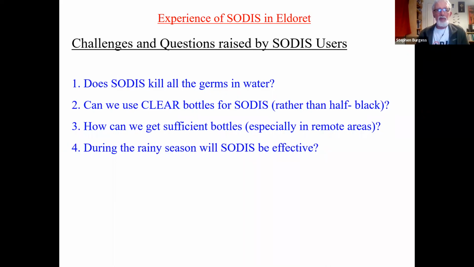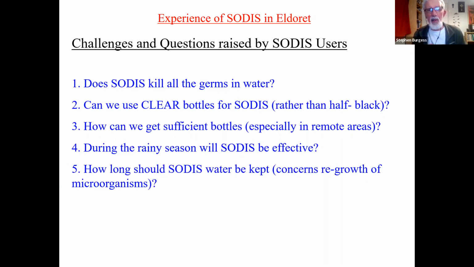During the rainy season, will SODIS be effective? Because SODIS works on sunlight and, to a lesser extent, heat. So during the rainy season, when it's cooler and there's less sun, when it's cloudy, SODIS isn't as effective, which is why the recommendation is that you leave it out for 2 days to get a sufficient quantity of ultraviolet light to pass through the water. But obviously in winter in England, we're not going to get enough ultraviolet for SODIS to be efficient. But in the summer, yes, we would.